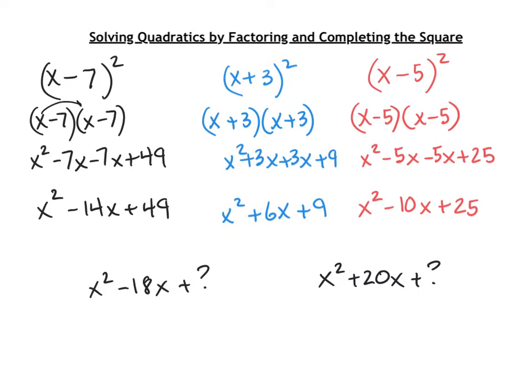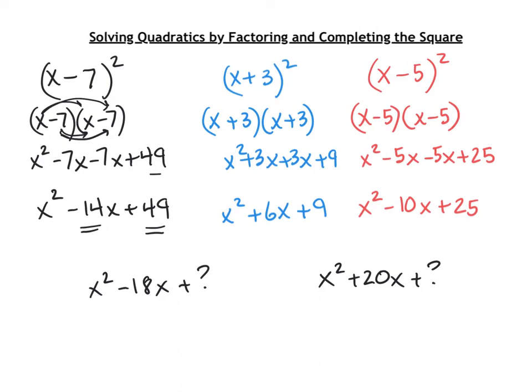X times x is x squared, x times negative 7 is negative 7x, negative 7 times x is negative 7x, and negative 7 times negative 7 is positive 49. So our middle becomes negative 14x, and our last number there is 49. Now these numbers I've underlined, it turns out there's a relationship between the two, and that's what you need to understand to complete the square.